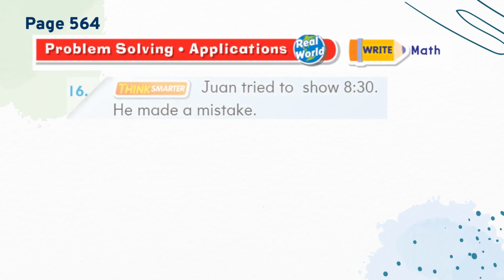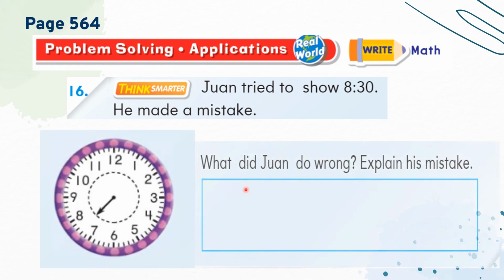Now on page 564, let's look at another question. Yuan tried to show 8:30. He made a mistake. What did Yuan do wrong? Explain his mistake. Now he had to show 8:30. Let's look at the mistake that he made. Now we have been shown only the hour hand on the clock. It means he did something wrong while showing 8:30. He drew the hour hand wrong somehow. What did he do wrong?